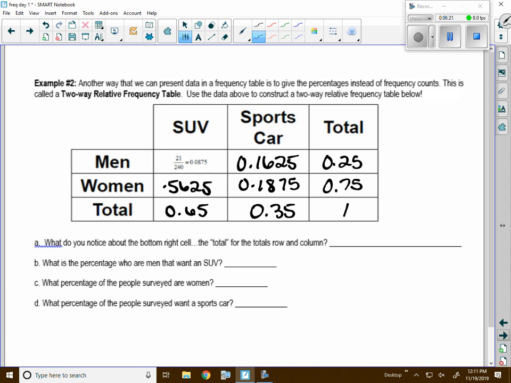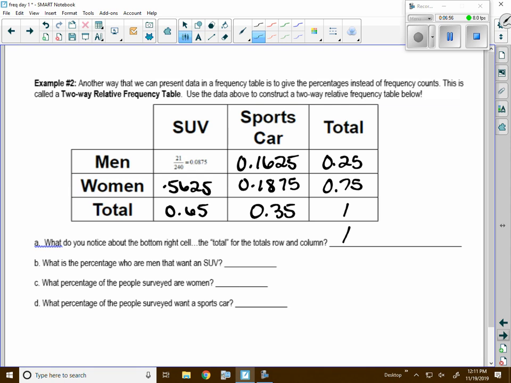Okay. So it says, what did you notice about the bottom right cell or your total column? What do you notice with this one? This box right here. It's 1. That should always be 1. So if you're getting a two-way frequency table, which is just percentages, you should always have 1 in that box.